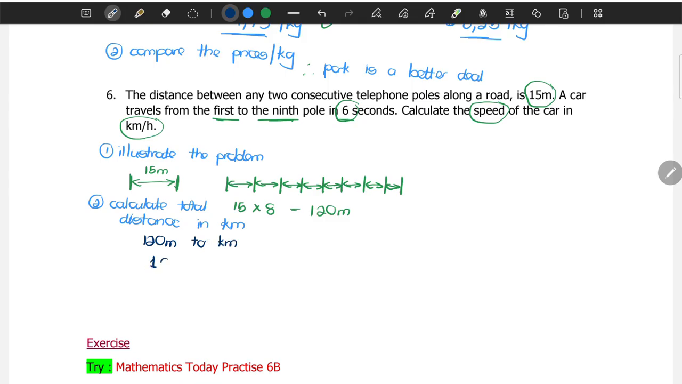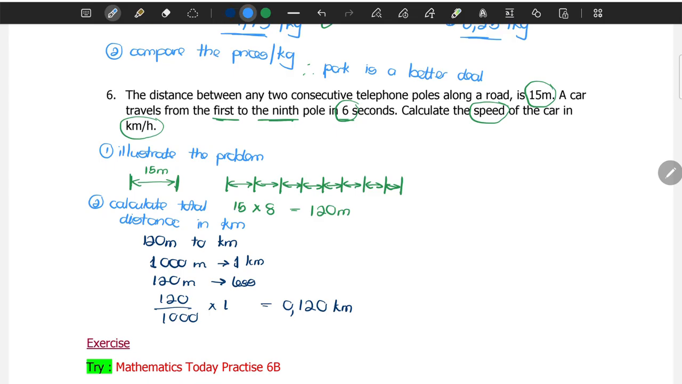So again, 1,000 meters give us 1 kilometer. What about 120 meters? It gives us less. So 120 over 1,000 times 1, and then we get 0.120 kilometers.